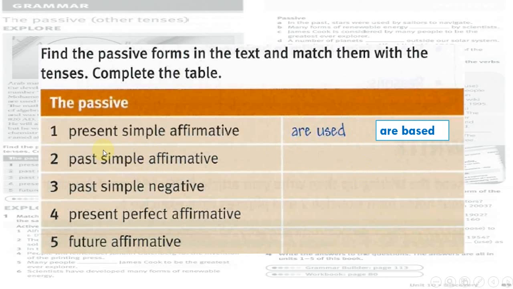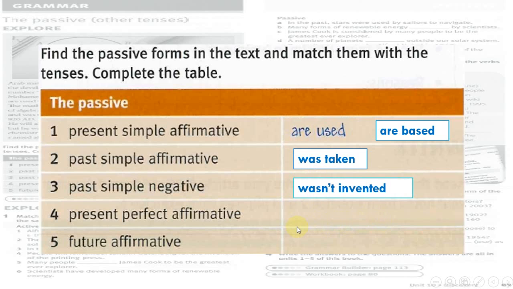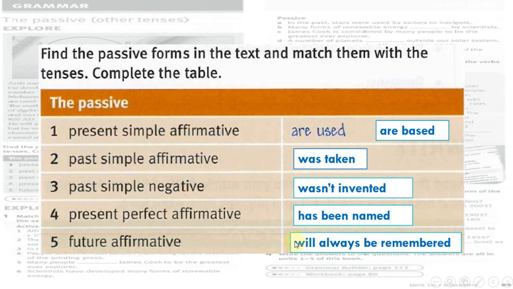Example from the text, according to the present simple, are based. For the past, we have was taken. As negative, wasn't invented. As present perfect, has been named. While future affirmative, we have here will always be remembered.